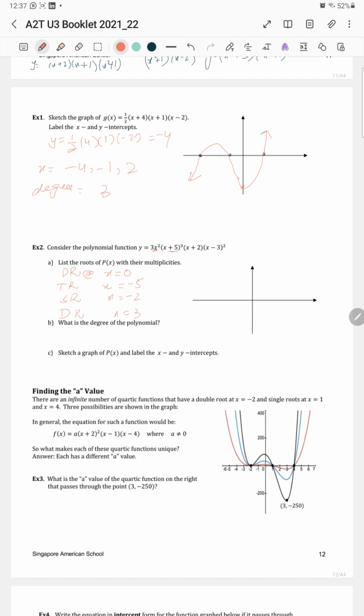So x is equal to 0, then minus 5, minus 2 and 3. Double root, triple root, single root. This is again a double root.